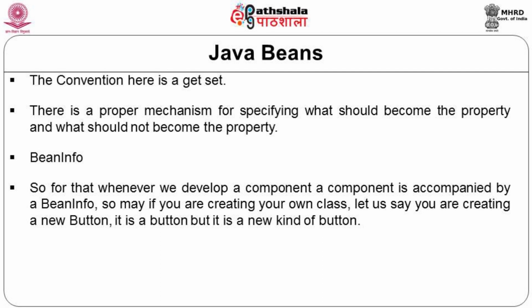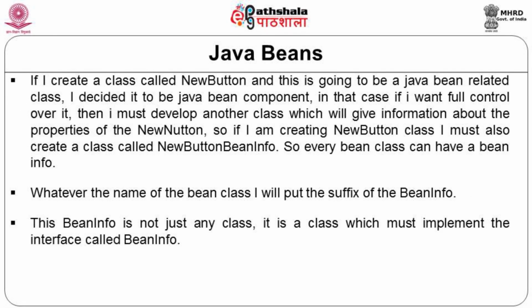component, it can be accompanied by a BeanInfo. So, if you are creating your own new component class, maybe you might create a class called NewButton. It is a button which I am creating, but it is a new kind of button. Maybe I do not want to use the button which is ready made for me. So, if I create a new button, how do I go about it? Here, if I create a class called NewButton, and this is going to be a JavaBeans class, I decided it to be a JavaBean component.